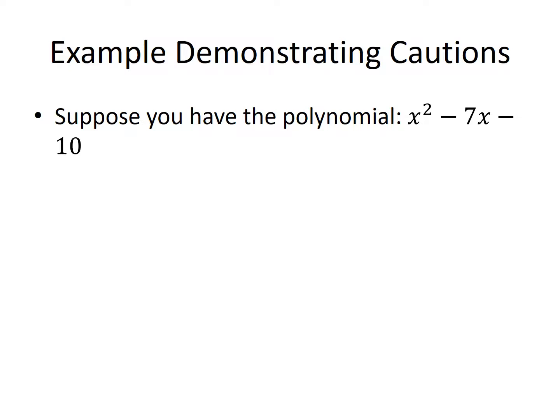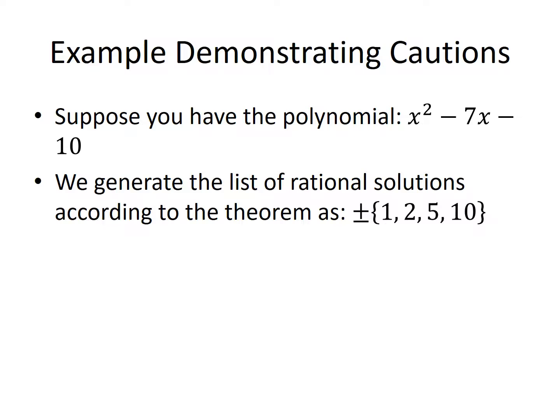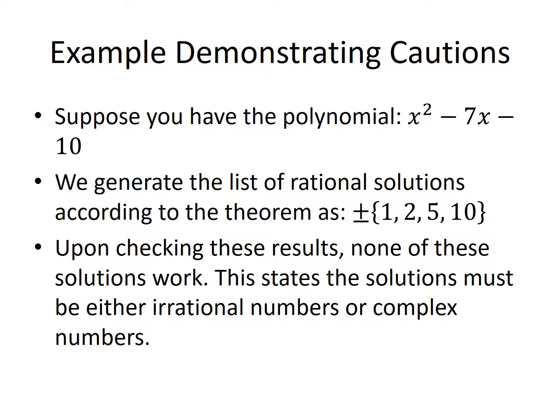So let's look at an example that demonstrates the cautions that were described earlier. Suppose we have a polynomial x squared minus 7x minus 10. If we generate a list of rational solutions according to the theorem, we have plus or minus 1, plus or minus 2, plus or minus 5, and plus or minus 10 as possible rational solutions to this polynomial. But if you check these results, none of these solutions work. This states the solutions must be either irrational numbers or complex numbers, or some combination of those.